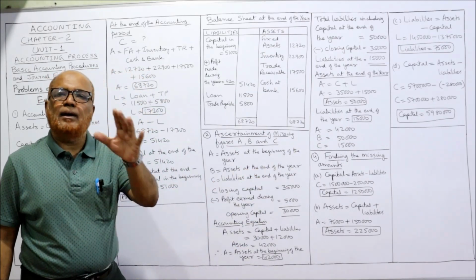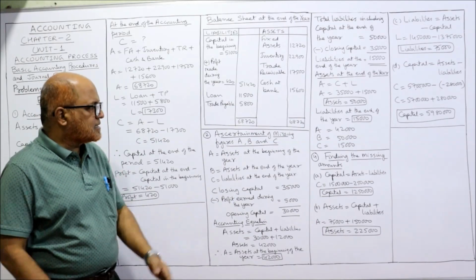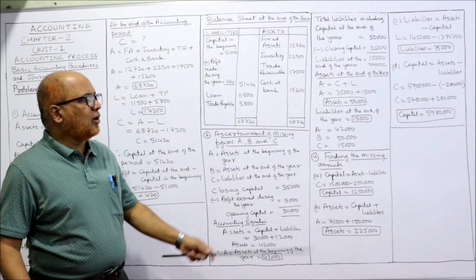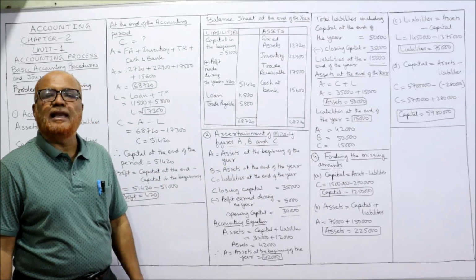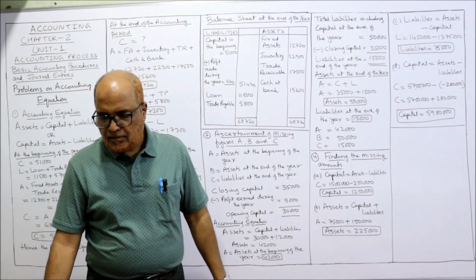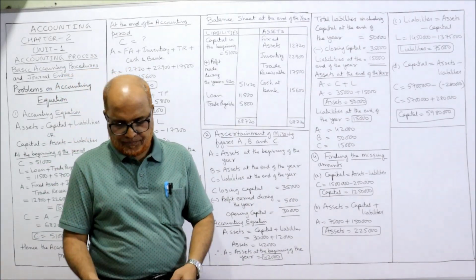So finally we got A, B, C. A, assets at the beginning of the year 42,000. B, assets at the end of the year 50,000. C, liabilities at the end of the year 15,000. That's it. 2 questions we have completed.